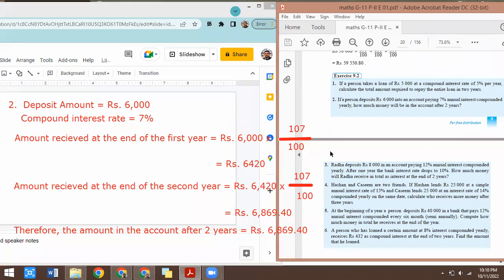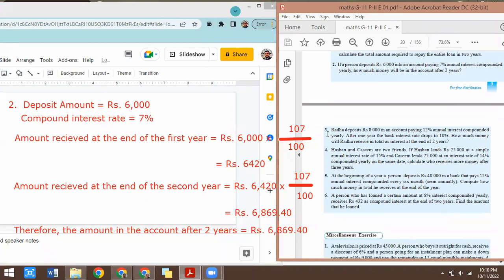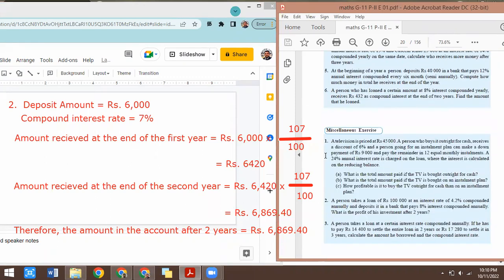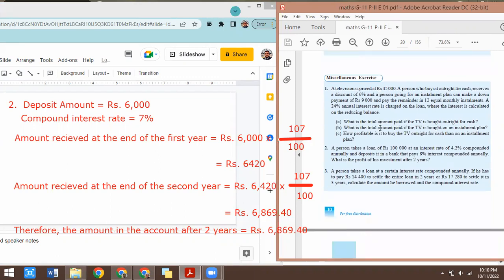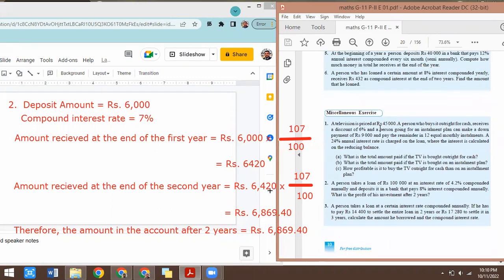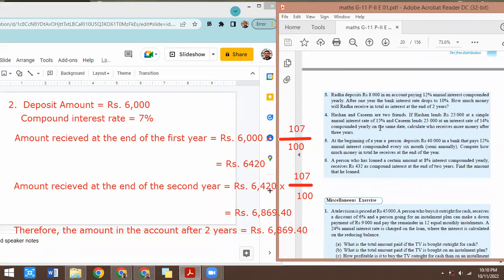Now, similarly, try all the other questions 3, 4, 5, and 6. And also try to complete the miscellaneous exercises. So we will discuss the other questions in our next classes.